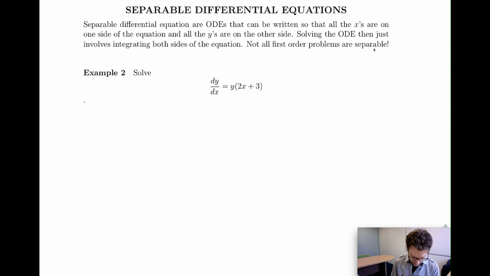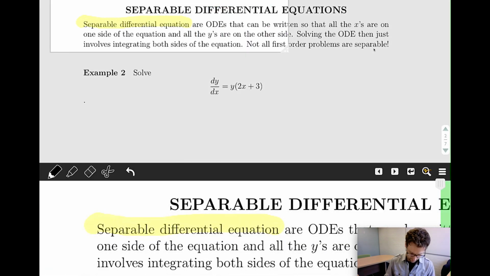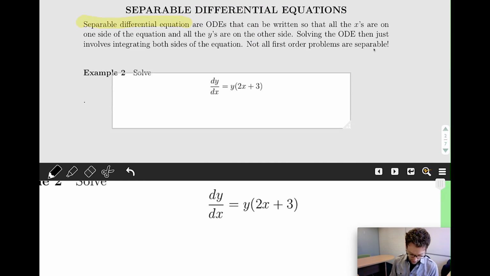Now, a separable differential equation is basically one that I can rewrite so that all of the variables of one kind are on one side of my equation and all of the variables of another kind are on the other side of the equation. So basically we're separating the y's to one side and the x's to the other side, or whatever. So let's take a look at how we might solve a problem using the method of separation of variables. So we've got dy dx is equal to y times 2x plus 3.